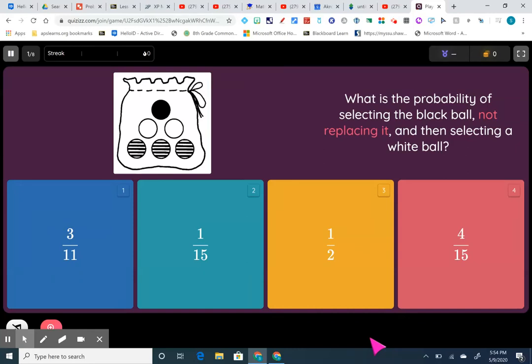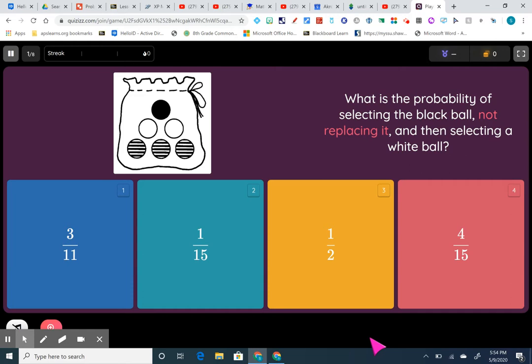Okay, I'm going to give you some examples of independent and dependent events so that you can see the different types of problems, and then you can be able to hopefully do your assignment on your own. I'm going to do this quiz. I hope I can get all my answers right.